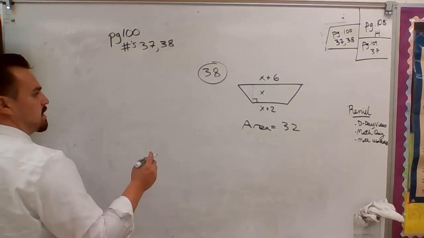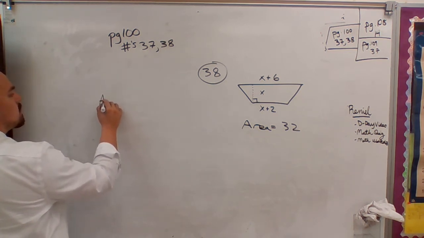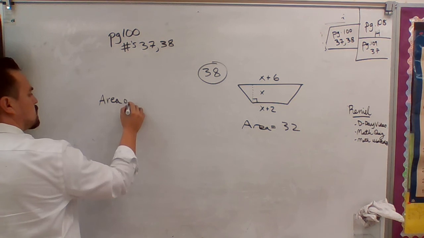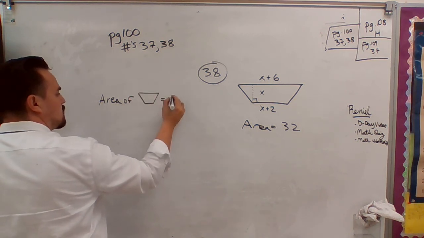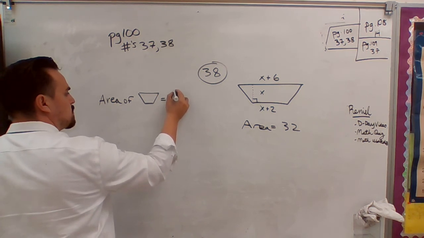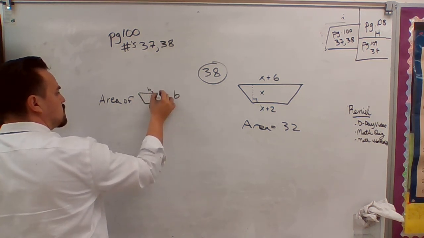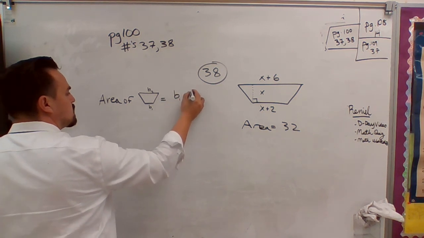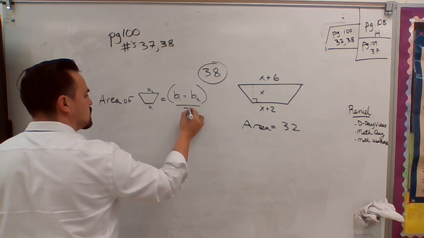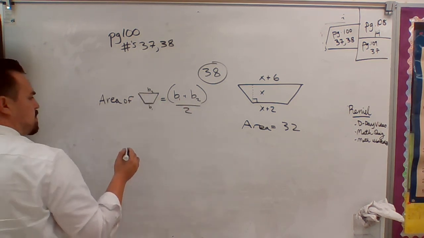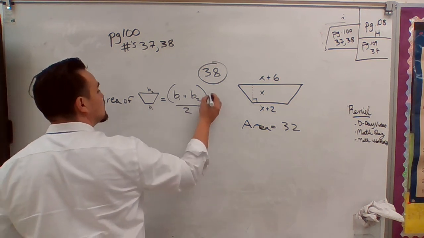Next one, 38. Well, the formula for the area of a trapezoid is going to be base 1. So this is B1 right there. This is B2. Base 1 plus base 2 divided by 2. That's the average of those two, times the height.